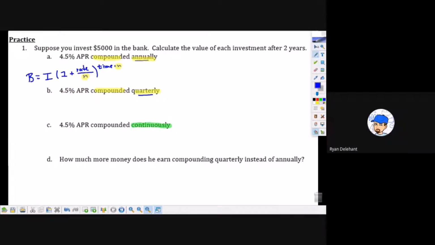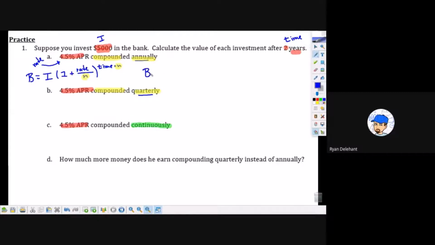So let's go through and identify all the other parts. Our initial is 5,000. That's what we're starting with. Our time is going to be 2 years. And this 4.5% that's in each problem is our rate. So this is our initial, this is our time, and this 4.5 is our rate. And really, we're just substituting into this formula. The only thing we need to figure out for these first two is what the n is going to be, because it's going to be different for each one.